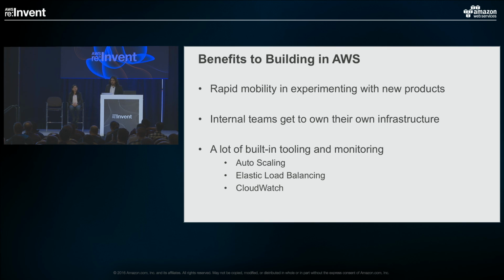And so just in general, AWS, as I've already mentioned, offers rapid mobility and experimenting with products, and having teams have complete ownership of their own infrastructure is great. Built-in tooling and monitoring, like having auto-scaling and elastic load balancing just provided for you, is a really important feature that we take advantage of.